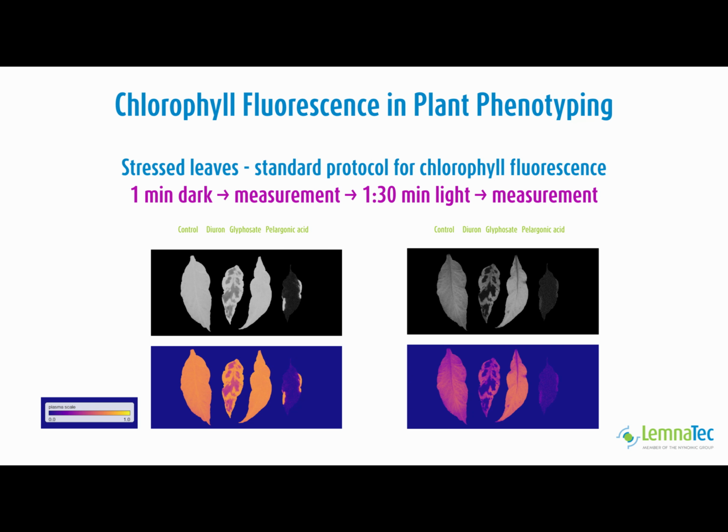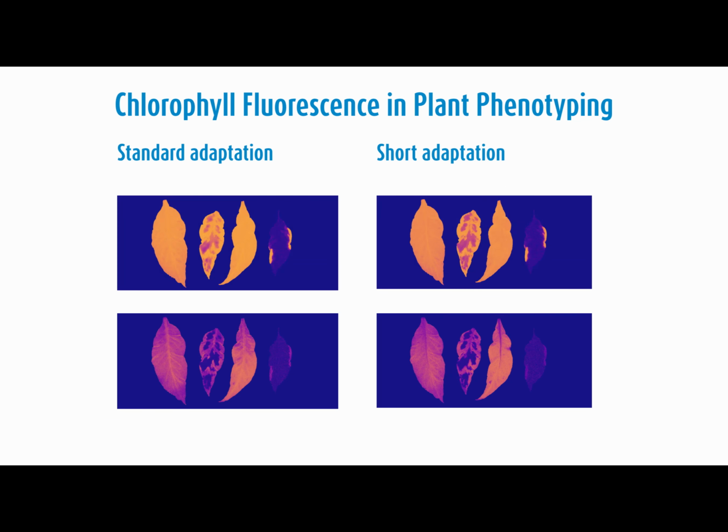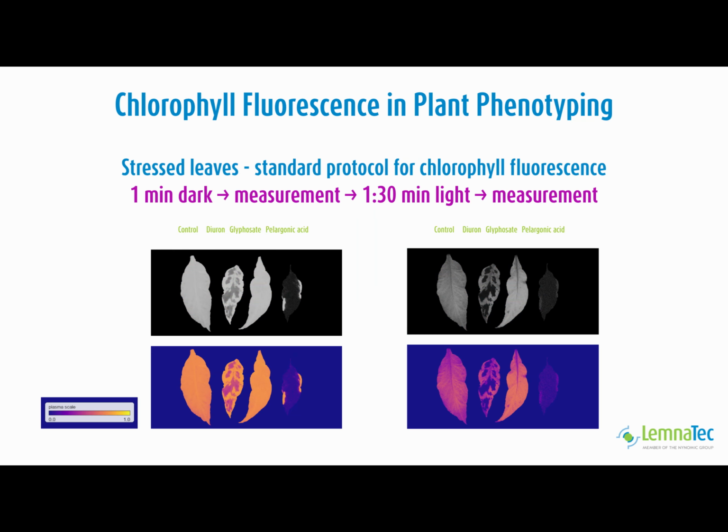So in case of those herbicide-treated leaves, even a very short dark and light adaptation time was sufficient to see very similar stress signatures as I could observe them after standard adaptation times. By the way, let's have a quick look at what the herbicides did. Diuron blocks the electron transport, and we see a decrease in Fv over Fm as well as in light-adapted quantum yield. This means it damages the photosynthetic apparatus and impairs the photosynthesis.